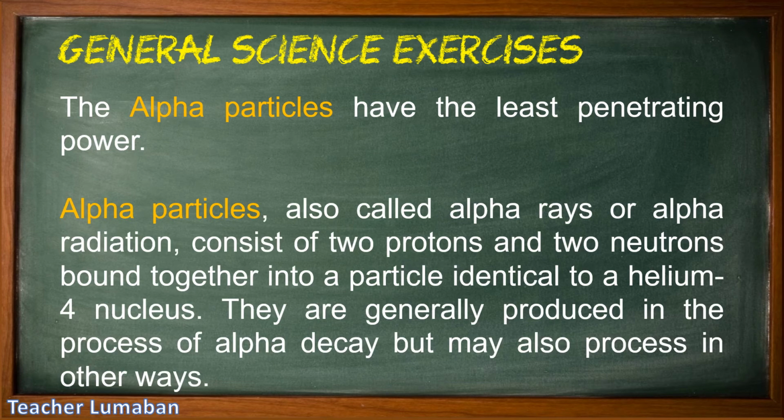Alpha particles, also called alpha rays or alpha radiation, consist of 2 protons and 2 neutrons bound together into a particle identical to a helium-4 nucleus. They are generally produced in the process of alpha decay but may also be produced in other ways.